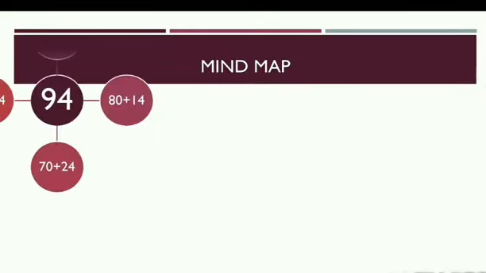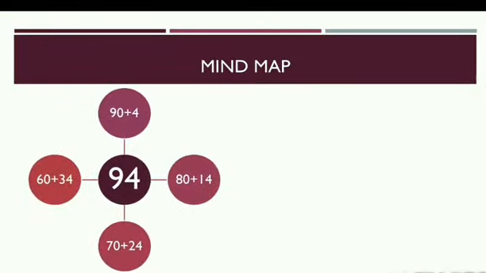Now we will see how to write a mind map. To make a mind map of a number means we are going to represent that number as addition of two numbers, and finally you get the same number. Let's just understand it with an example.